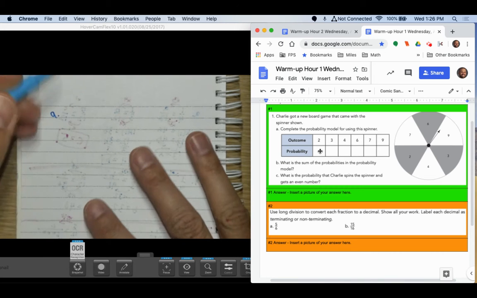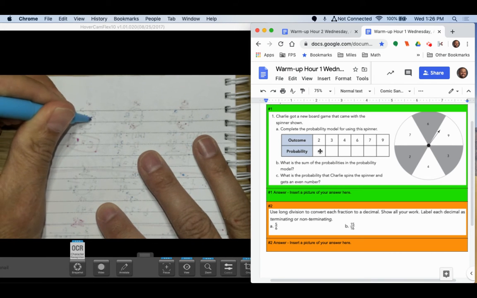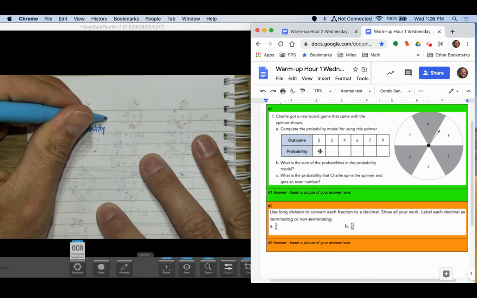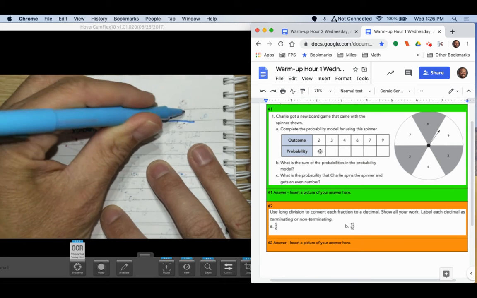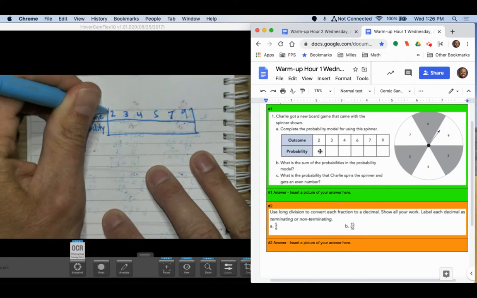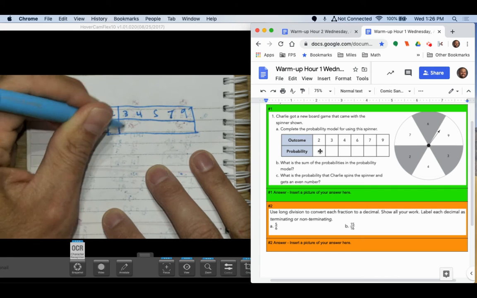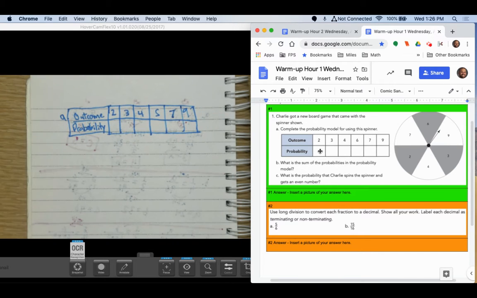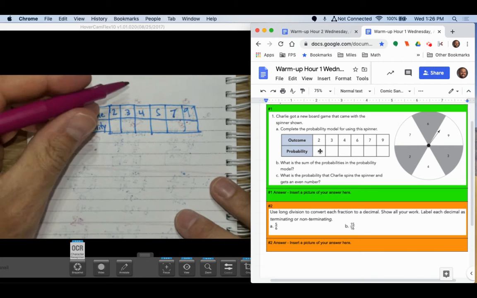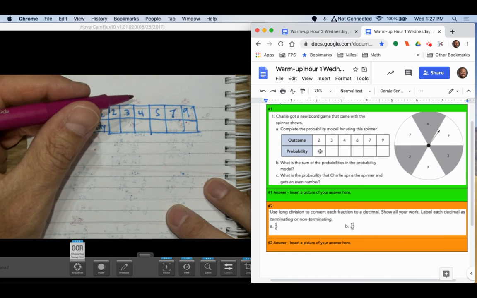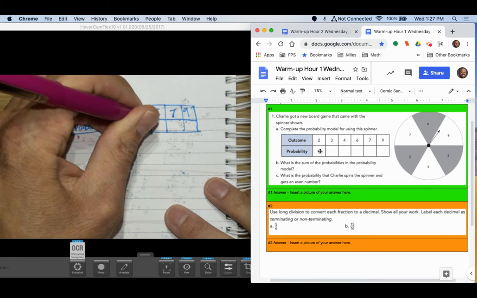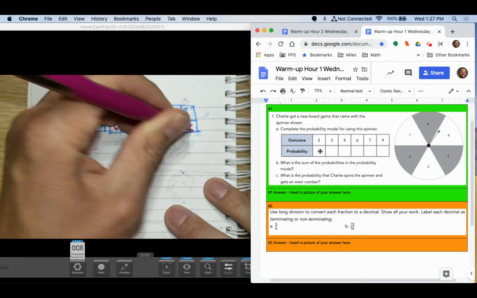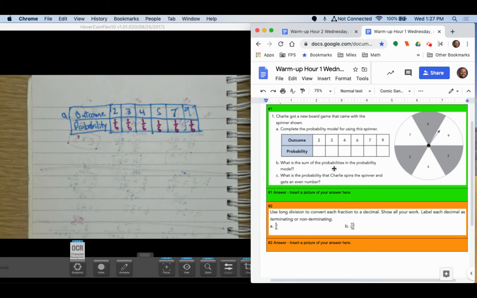For A, the probability model would be outcome, probability. Then we would have 2, 3, 4, 6, 7, 9. All of the sections appear to be the same. Therefore, there are 6 sections, and so the probability would be 1 out of 6 for each of those, because this has uniform probability.